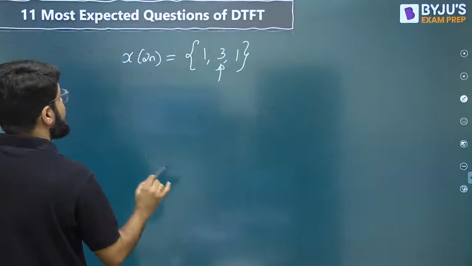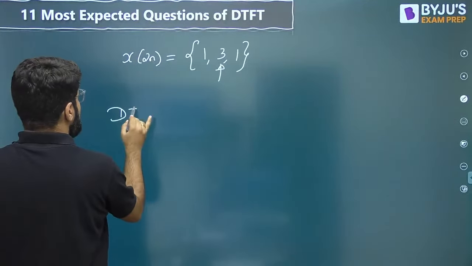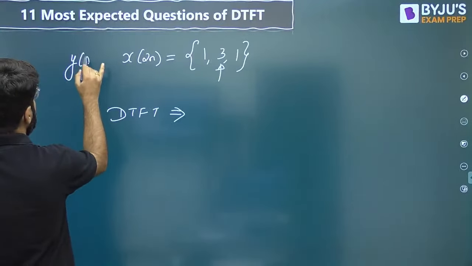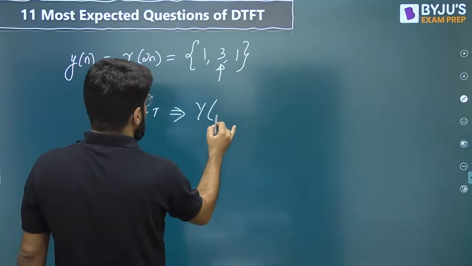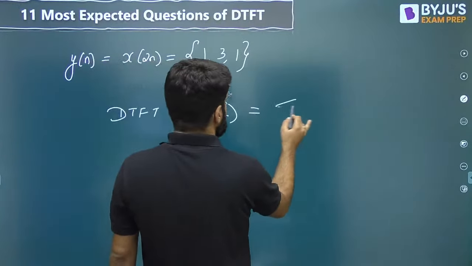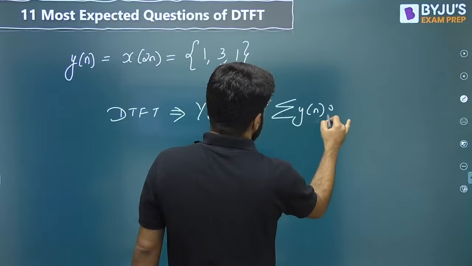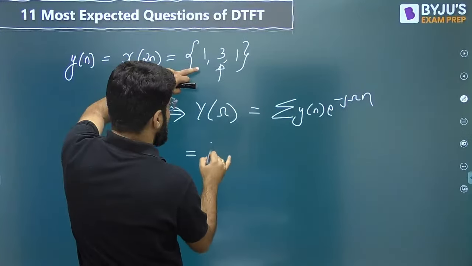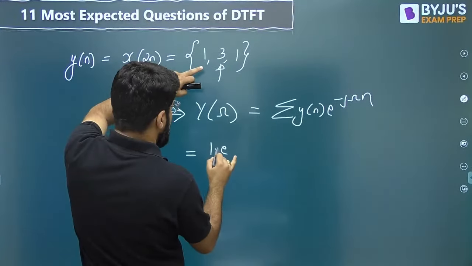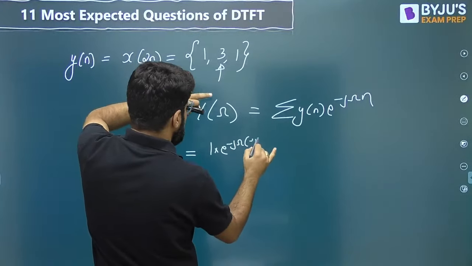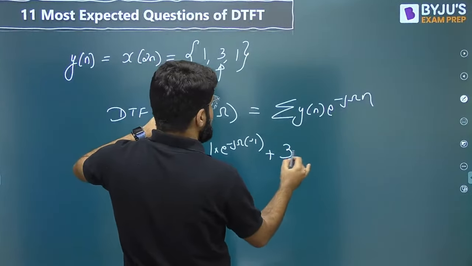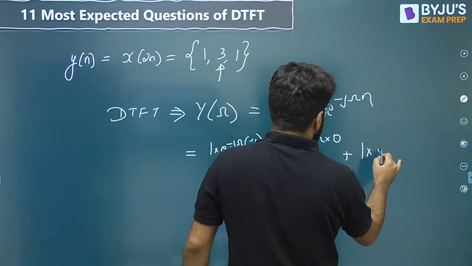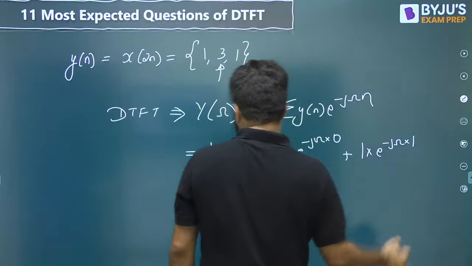So the signal is just 1, 3, 1. What is the DTFT of the signal? Let this signal be y[n]. So the DTFT Y(omega), let's apply the regular formula: summation y[n] e raised to the power minus j omega n. The first value of y[n] is 1, and the value of time is -1. So 1 into e power minus j omega times minus 1. Next value of y is 3, e power minus j omega into 0. Next value is 1, e power minus j omega into 1.